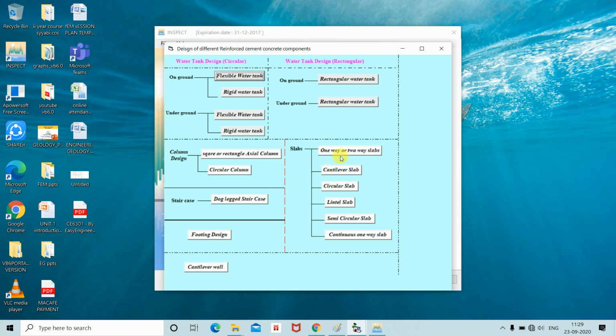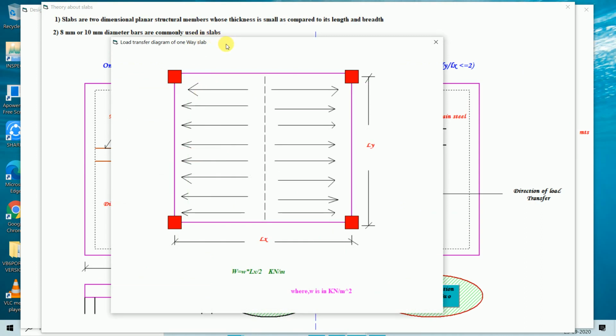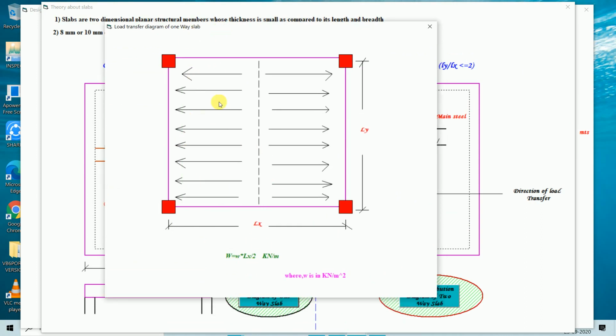You can see here this is the building. From slabs the load will be transferred to the beams, and from beams the load will be transferred to the columns, and from columns it will transfer directly to the ground via footings. And you can see here, for a one way slab, this is the load distribution diagram.